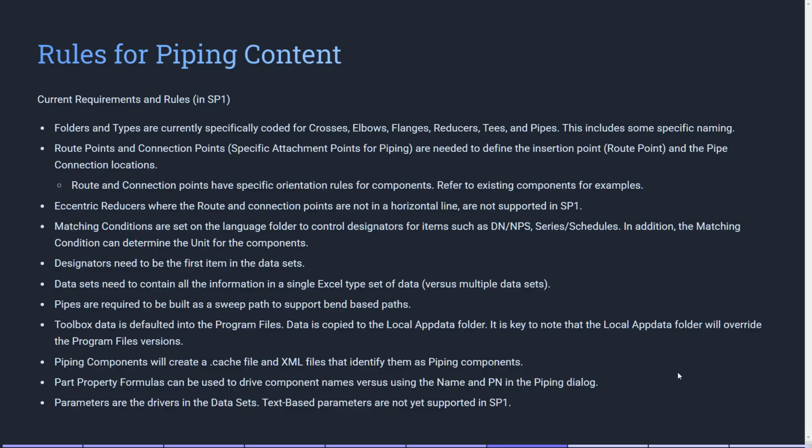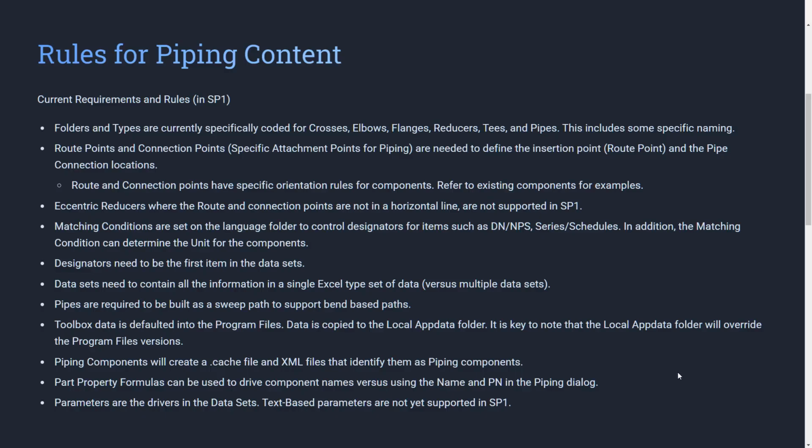We also have this toolbox data, and by default we have a Program Files location for that which we copy into our local app data folder. That's specifically what we do for a lot of our things, like our UI XMLs for the ribbon bars and things like that. We copy into our local app data or roaming app data folders.